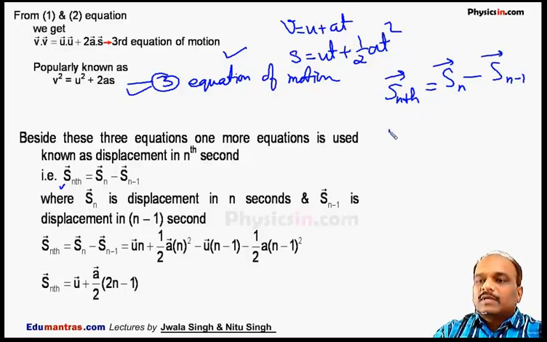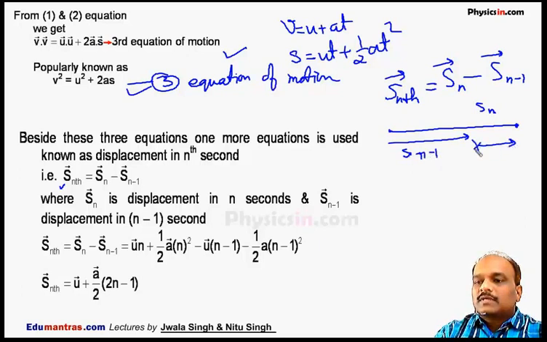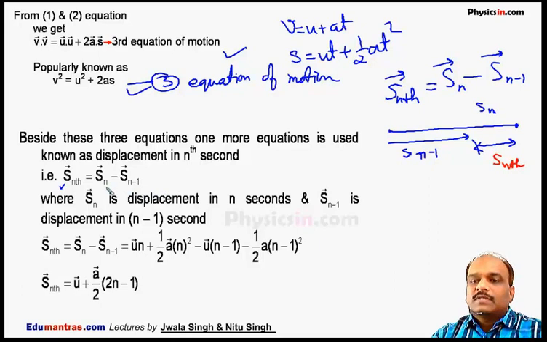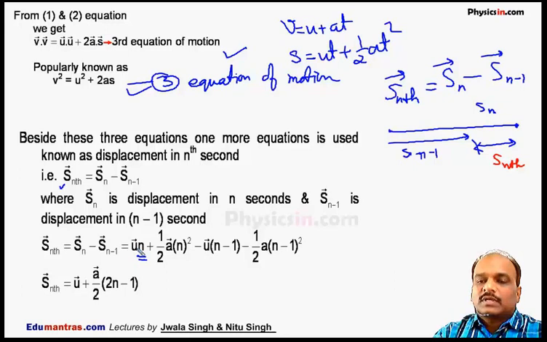Means if a particle starts from here, this is the displacement in n seconds and this is the displacement in n minus 1 seconds. So this is the displacement in nth second. From here we can say the displacement in n seconds, Sn, is equal to un plus 1 by 2 a into n square, because in place of time I can substitute n here.